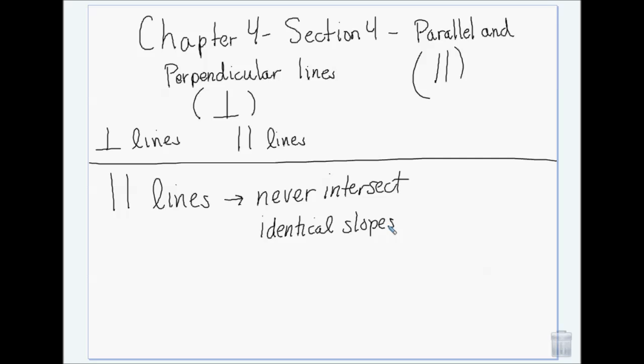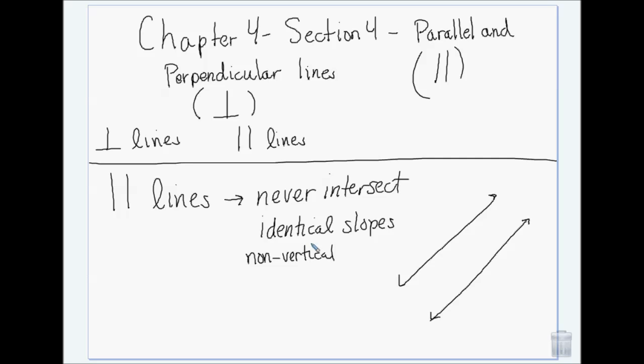And you guys have a lovely picture of 2 parallel lines. Technically, parallel lines are also non-vertical. What happens if they're vertical? Because vertical lines have an undefined slope, so technically speaking, a whole bunch of vertical lines aren't really parallel to each other because they don't have identical slopes because they have no slopes.